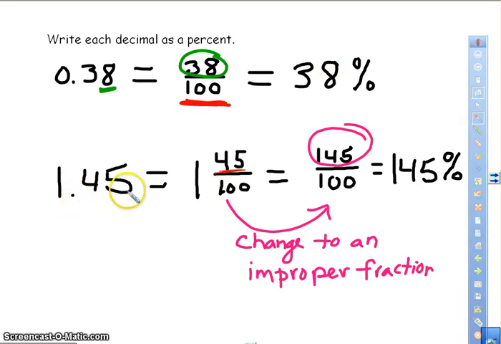I have 1 and 45 hundredths, so I'm going to write that as a mixed number fraction as well. Because I'm comparing a percent to 100, it has to be just a ratio. And we know ratios cannot be written as mixed numbers, so I'm going to change it to an improper fraction. That's very important. So 100 times 1 is 100, plus 45 is 145 hundredths. And once again, the number being compared to 100 is my percent. So 145%.